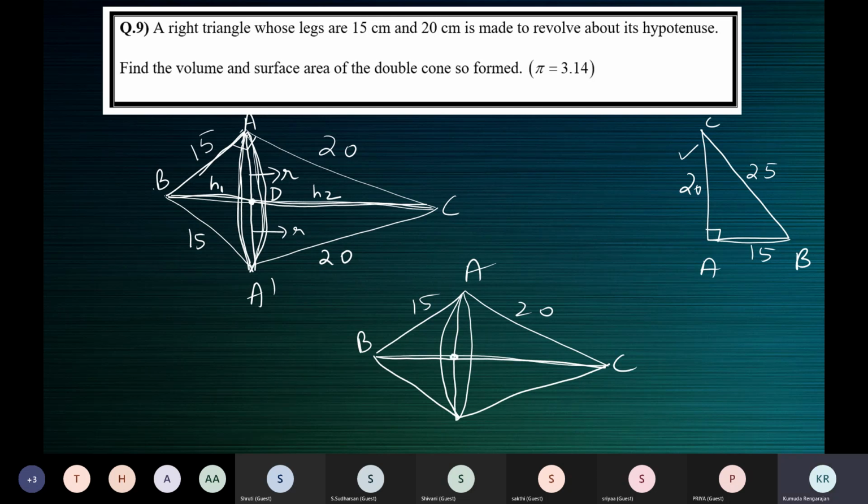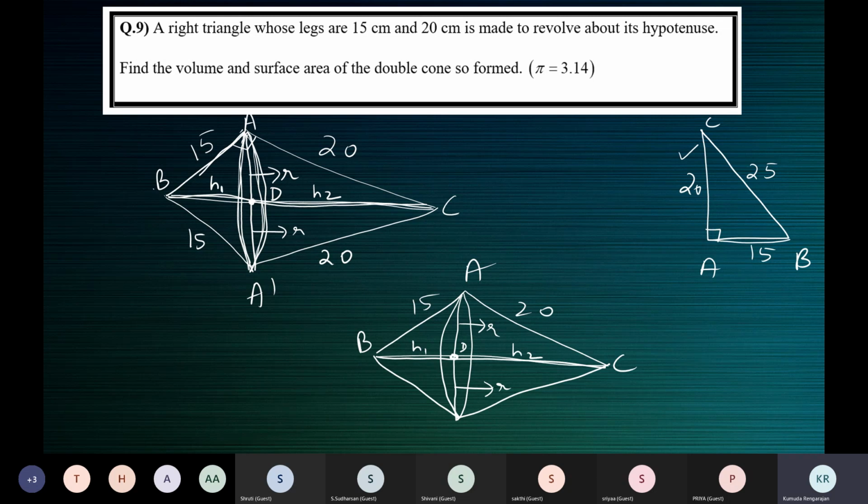I've called this point D. This is the radius. BD is H1, the height of the cone on the left, and CD is the height of the cone on the right.